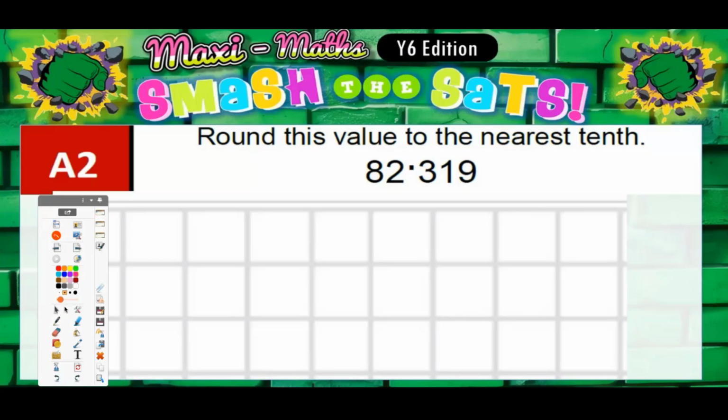Question 2, round this value to the nearest tenth. Now, the first thing to do is we need to identify which digit out of the 82.319 is actually in the tenths column. So let's talk about column headings. So obviously we would have hundreds, tens, units, then the decimal point. Then the first column after the decimal point is tenths, then hundredths, and then thousandths.